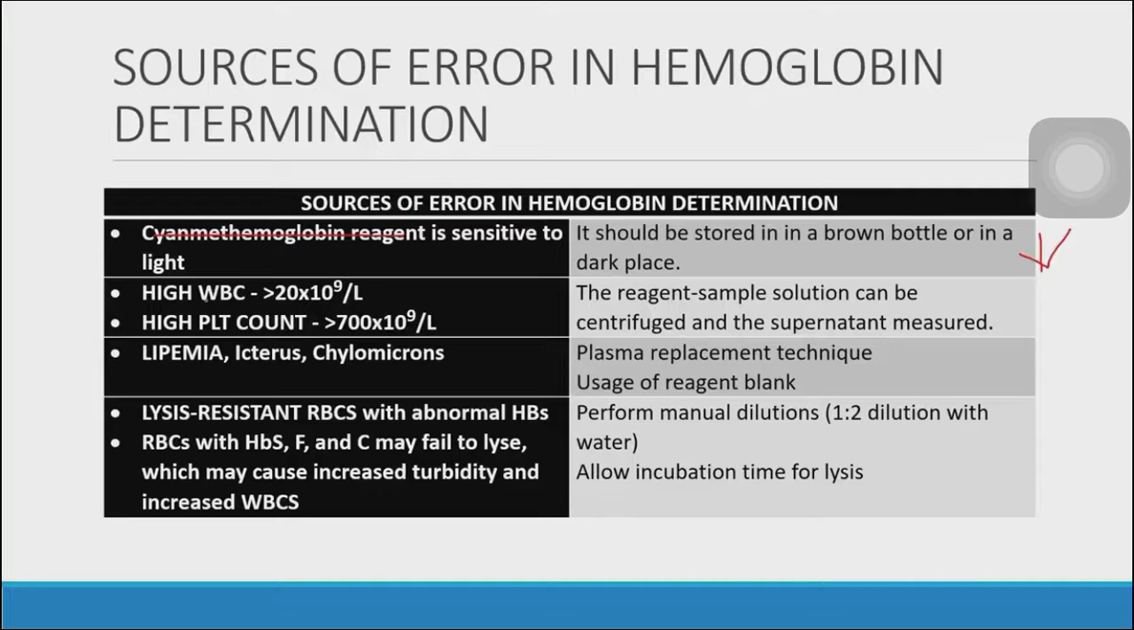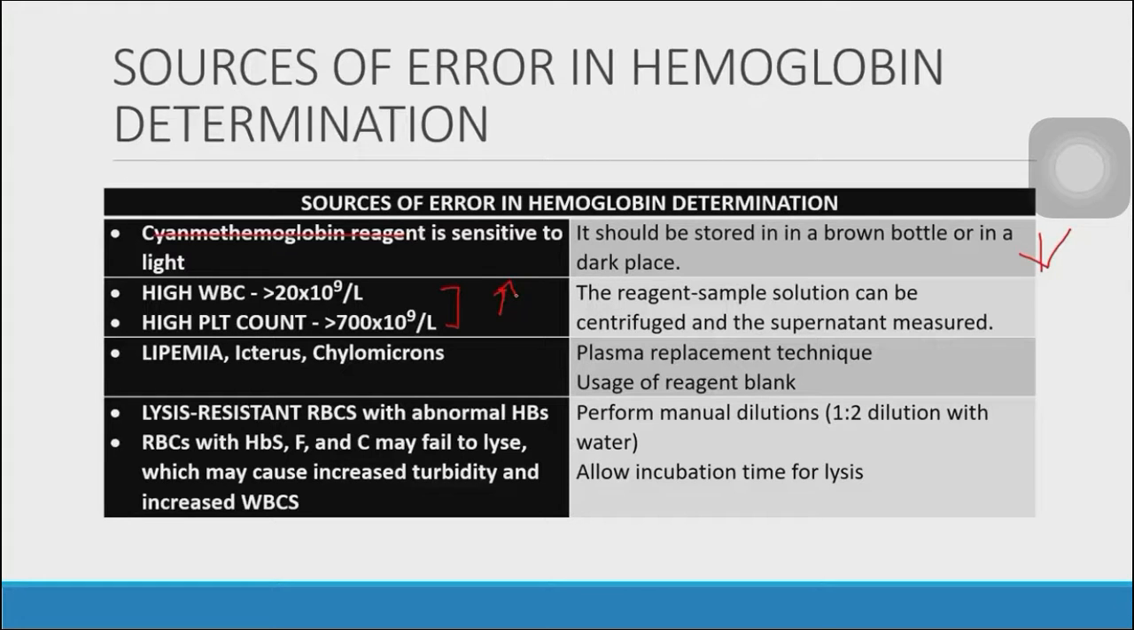Okay? How about if there's high WBC in case of leukemia and high platelet count, greater than 700 times 10 raised to 9 per liter? Again, since mataas yung WBC and platelet count, this may interfere with the appearance of the sample. Again, this may cause turbidity, thereby causing an erroneous result in the hemoglobin determination. So what is the resolution here? So the reagent sample solution can be centrifuged and the supernatant be measured. Okay? So ang mangyayari dyan, if for example, hindi mo siya na-resolve, falsely elevated naman yung result mo. Okay, falsely elevated if there's high WBC and high platelet count.